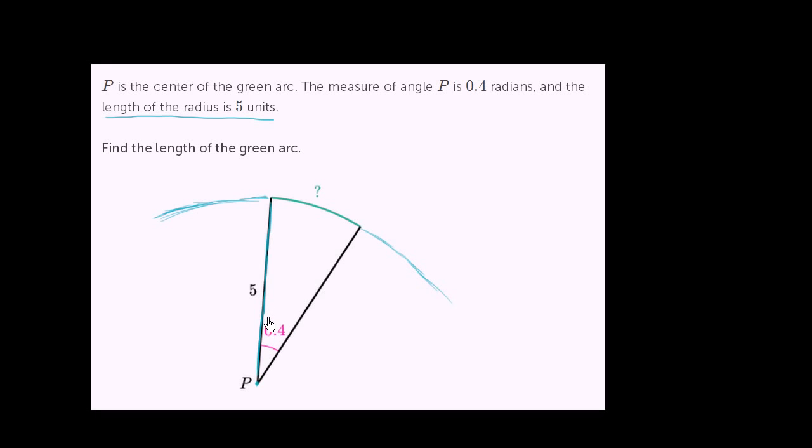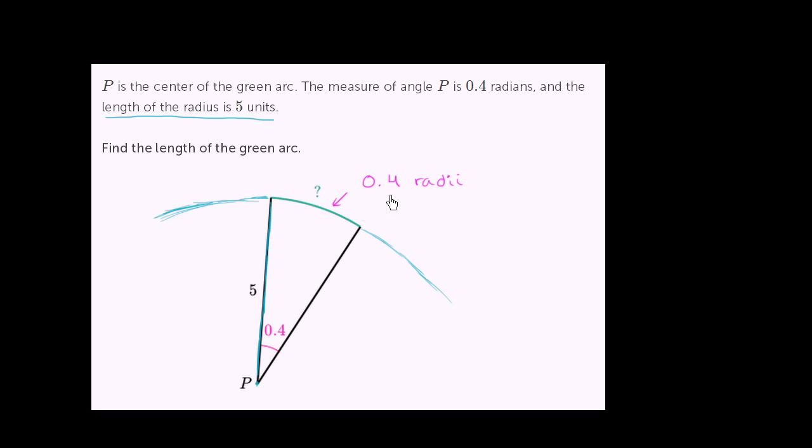Well, all we have to do is remind ourselves what a radian is. One way to think about a radian is, if you look at the arc that the angle intercepts, which is this green arc, and you think about its length, the length of this green arc is going to be 0.4 radii. If this angle is 0.4 radians, that means that the arc that it intercepts is going to be 0.4 radii long. So this length we could write as 0.4 radii. Radii, or radiuses, but radii is the proper term.